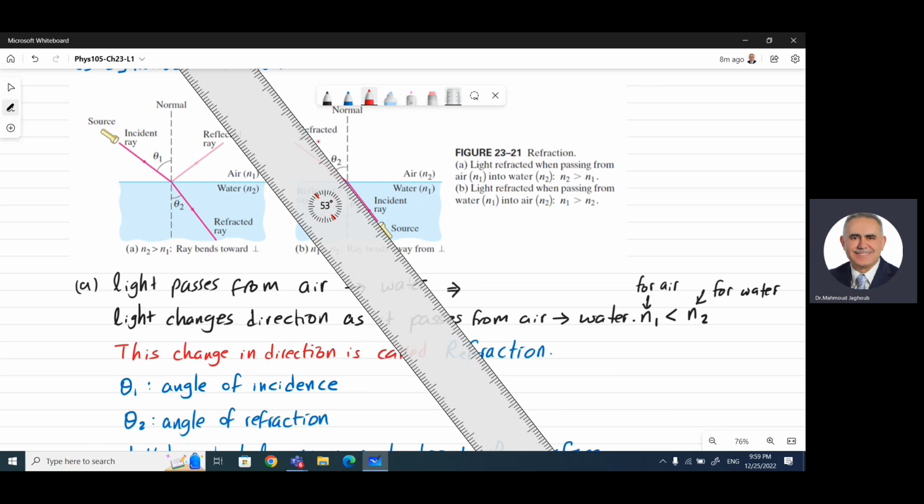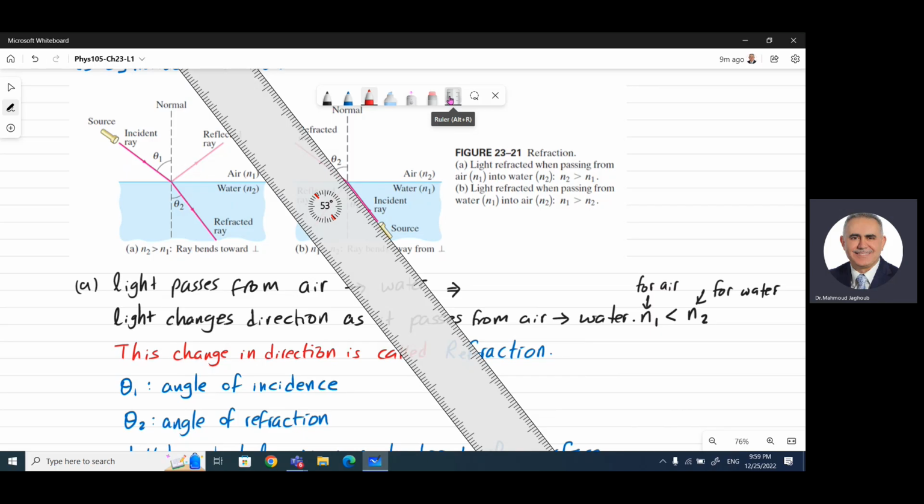This is the straight line. If there was no air over here, it's all water, it will continue moving in a straight line. But because we have air here with a lower refractive index, or index of refraction, light changed direction. Did it move towards the normal or away from the normal? It bends away from the normal.